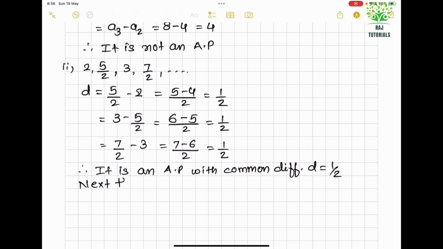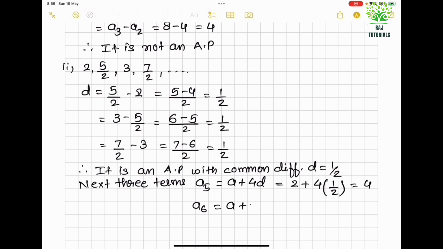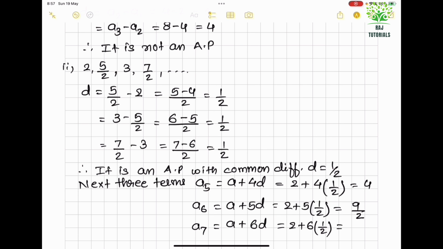Next 3 terms. See, till A4 I am given. So A5 will be A plus 4D. So A is 2 plus 4 into 1 by 2. So that will be 4. A6 will be A plus 5D, 2 plus 5 into half. So that is coming 9 by 2. And A7, A plus 6D, 2 plus 6 into 1 by 2. So that will be 5.